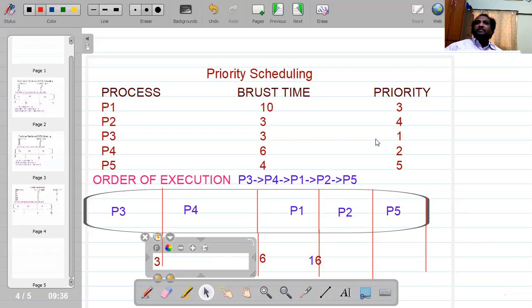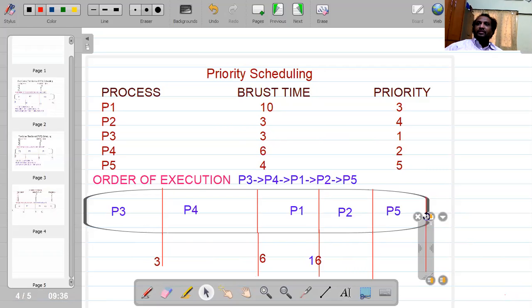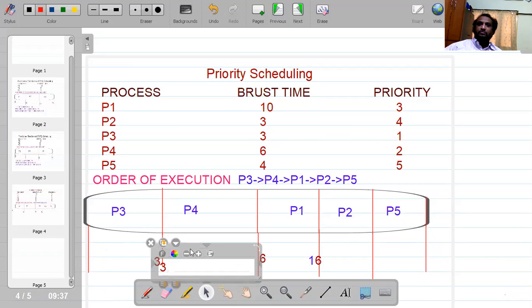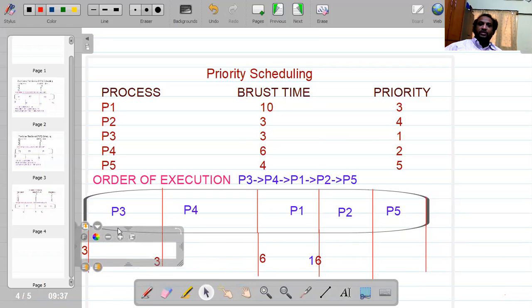Now we'll take the values. As the first priority is given to P3, how much time is it going to execute? Things are going to start at the 0th millisecond. P3 is going to take how much burst time? 3 milliseconds. So from 0 to 3, P3 is going to execute.